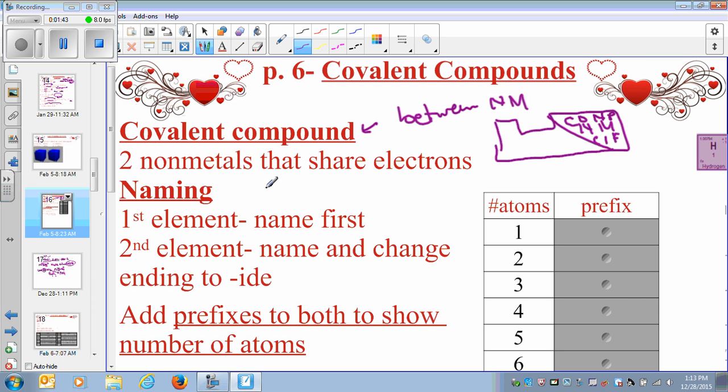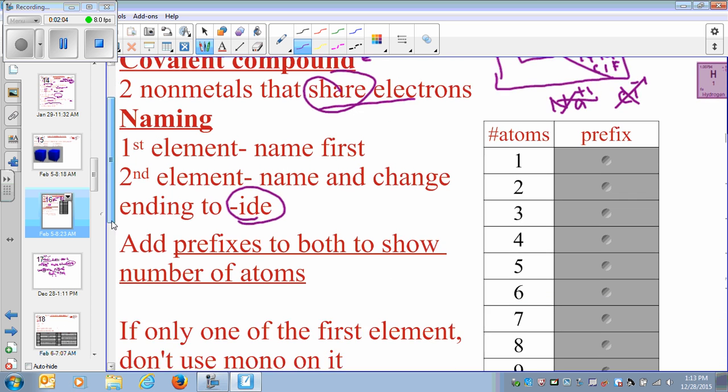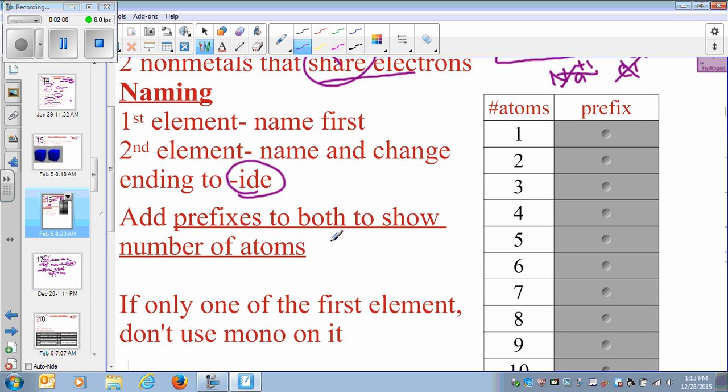And covalent compounds are formed by the sharing of electrons, not a transfer of electrons. So it's not that sodium is going to lose an electron and chlorine is going to gain an electron. There is no loss or gain. They share. Okay. So to name that, the first element is named first. There is no positive, no negative, and the second element will turn into IDE, just like we learned before. And we will use prefixes to show the number of atoms.